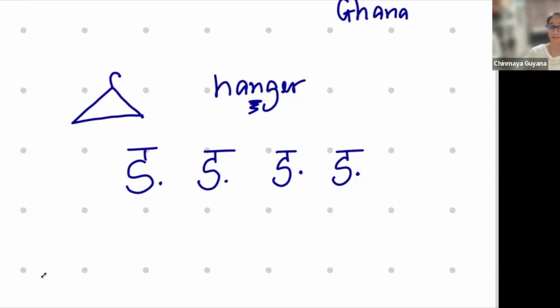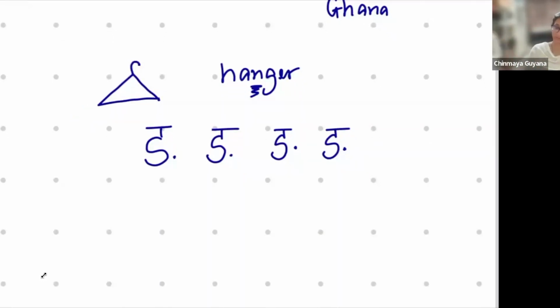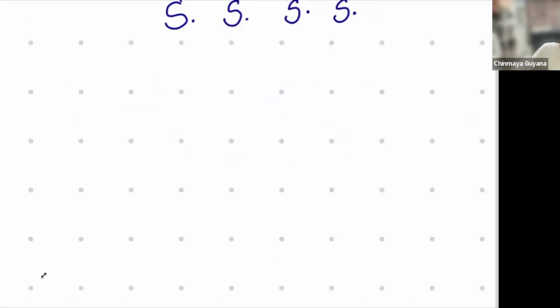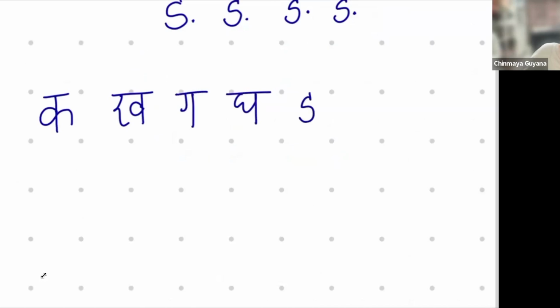All right. So this is k, kh, g, gh, ng. These make up the first line in our Sanskrit consonants. So I'm going to write it together, and you're also going to write it in your book. K, kh, g, gh, ng.